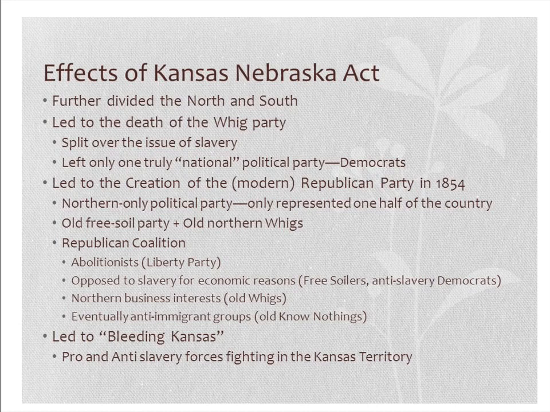And it is actually a coalition. It's made up of abolitionists, free soilers, people who were in this free soil movement, anti-slavery Democrats, the old business Whigs in the North, and the anti-immigrant crazies called the Know-Nothings.